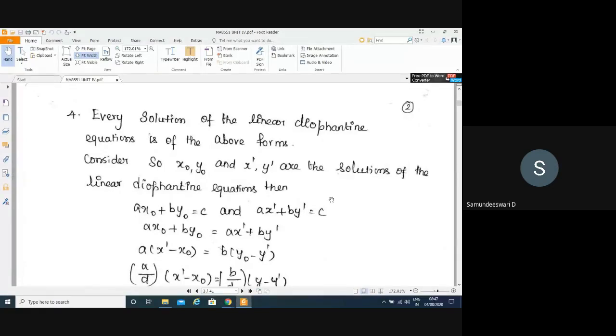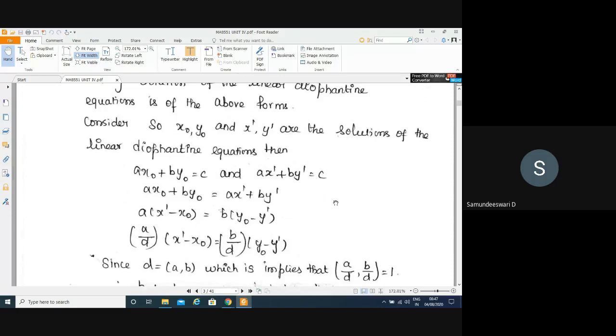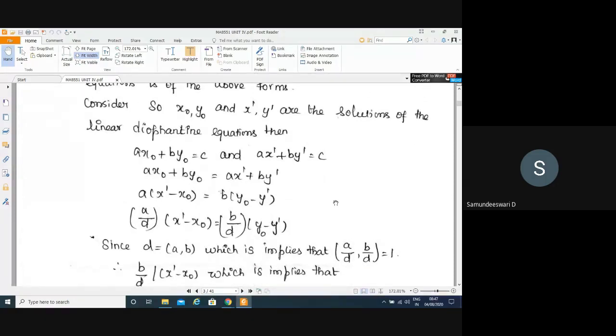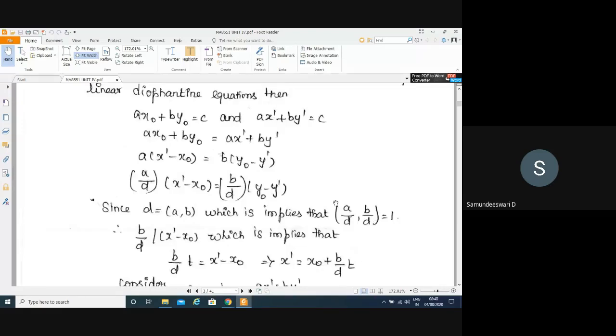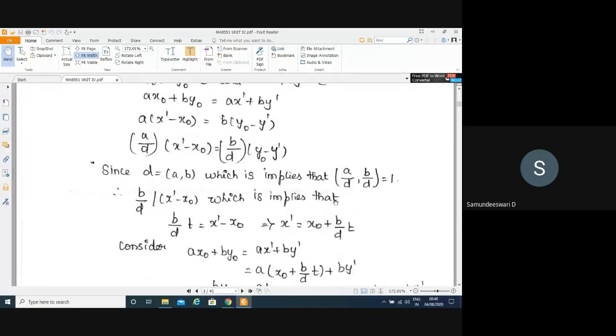Now bring ax dash to the left side and by naught to the other side. We get a as a common term, which we bring outside: a into (x dash minus x naught) equal to b into (y naught minus y dash). Next, divide this equation throughout by the GCD. If you divide by d, it is (a by d)(x dash minus x naught) equal to (b by d)(y naught minus y dash).